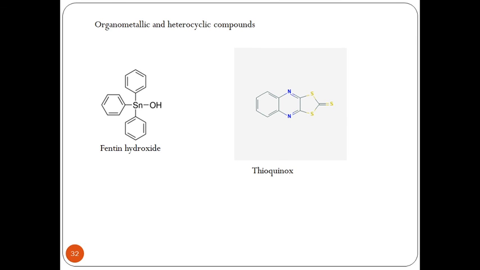Coming to the last component of this acaricide system, these are considered under organometallic compounds or heterocyclic compounds. Fentin hydroxide or chinomethionat (thioquinox) are considered under the heterocyclic compounds of the acaricides. Now these also have been utilized as effective acaricides in their salt components.